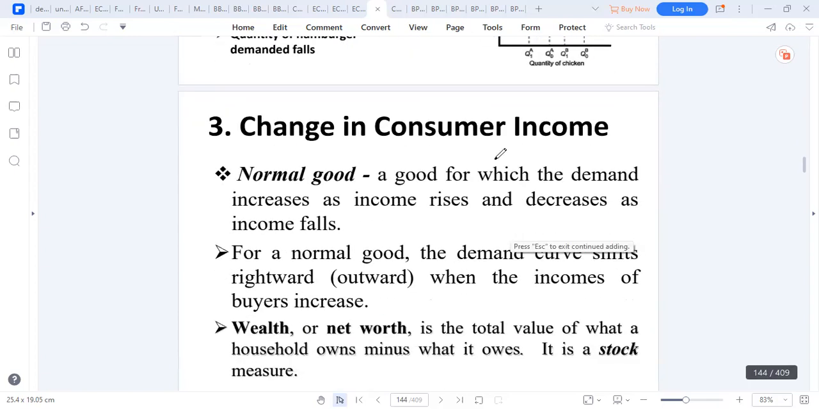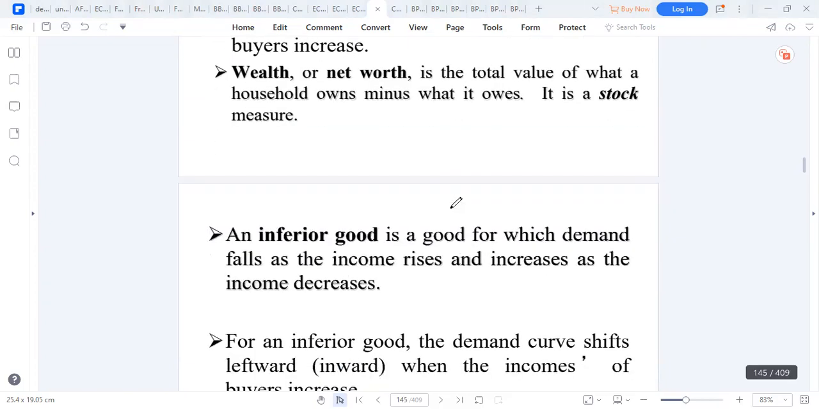So when you're dealing with income, income brings about two types of goods. We have a normal good and an inferior good. A normal good is a good which we demand more of as our income increases. But if our income increases and we demand less of that good, we call that an inferior good. Examples of inferior goods are goods like second-hand clothes. In the event that our income goes up, we demand less of those goods. So that is what we call the income effect.